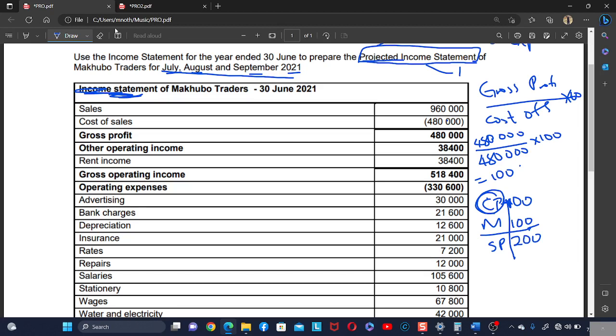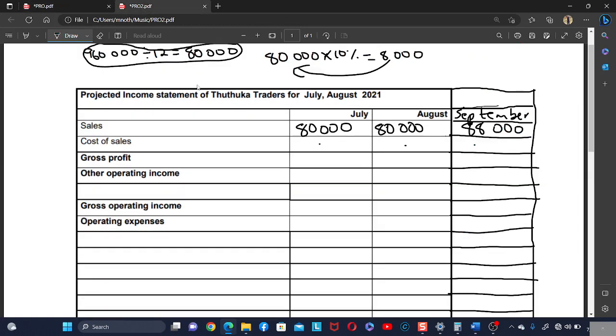So the selling price is 200%, right? So now let's come into the calculations. Let's do the calculations. So here for July, we're going to say 80,000 multiplied by... in this case, we are given the sales, they are 80,000.